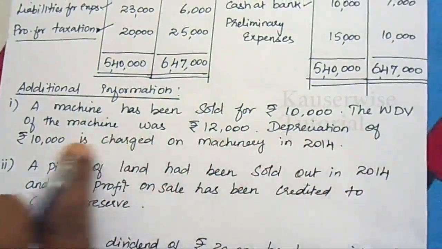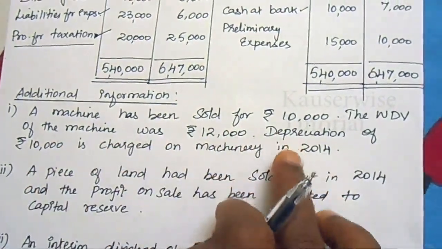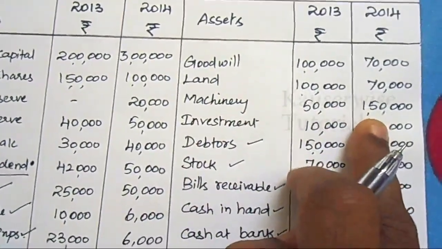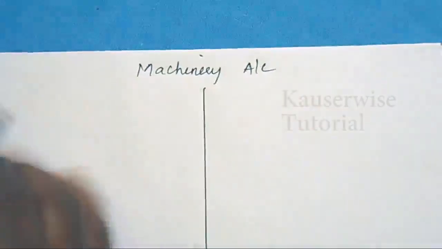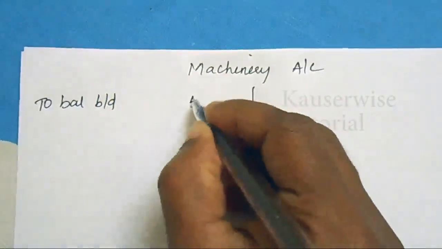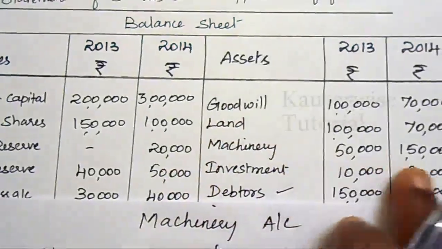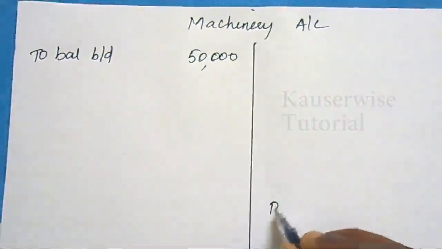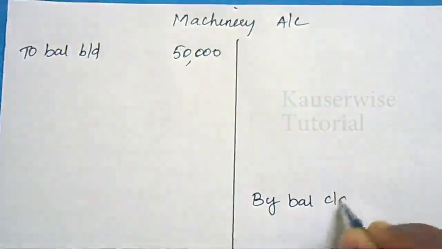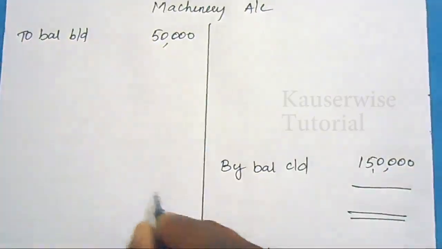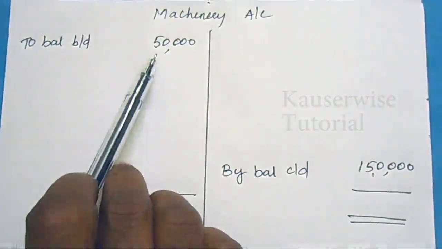And current year depreciation, how much? 10,000. So what is the opening and closing value of the machinery account? Look at the balance sheet. Machinery account opening balance 50,000, closing balance 1,50,000. In the machinery account ledger, debit side, to balance brought down, that is opening balance, how much? 50,000. Closing balance how much? 1,50,000. That goes on the opposite side. By balance carry down, 1,50,000.